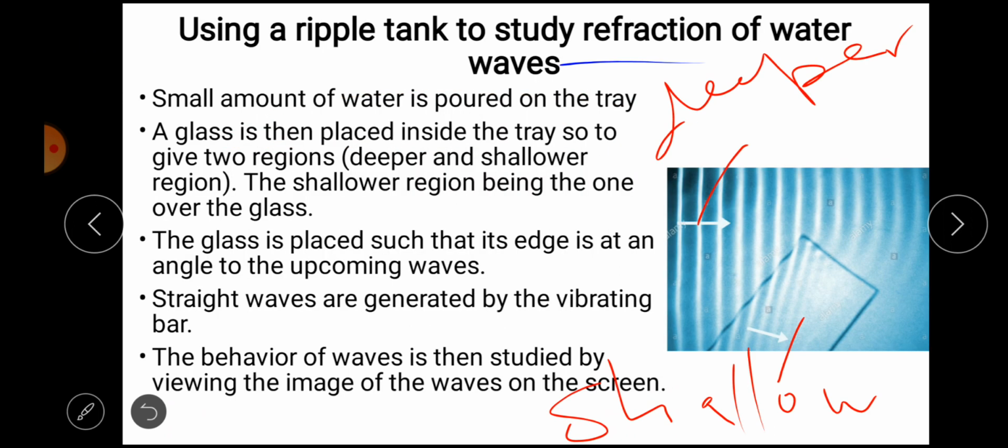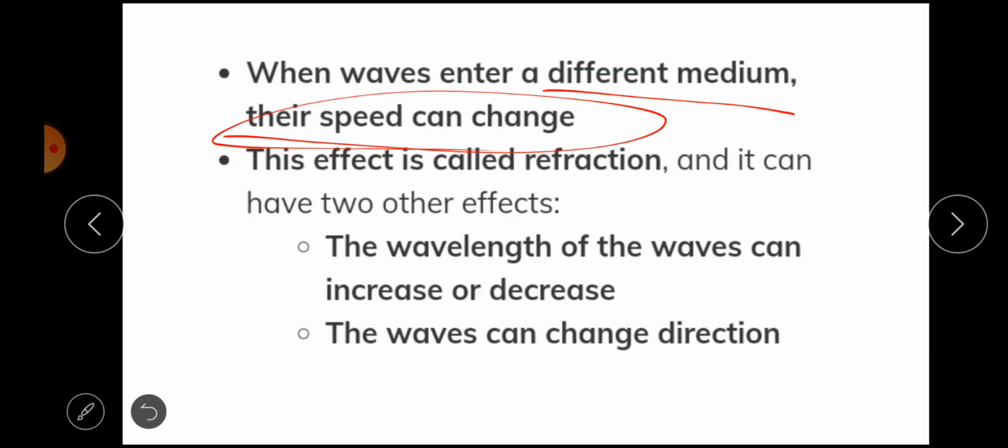It is going to depend on whether it is coming from deep region to shallow region. Like in this case, the waves are coming from the deep region and then they are entering a shallow region, a different region now. All right. So this effect is called refraction. When we talk about refraction, it is when waves change their speed upon entering a different medium.